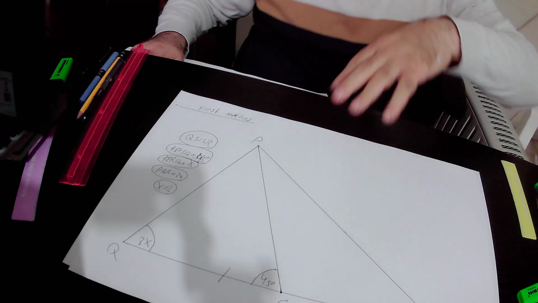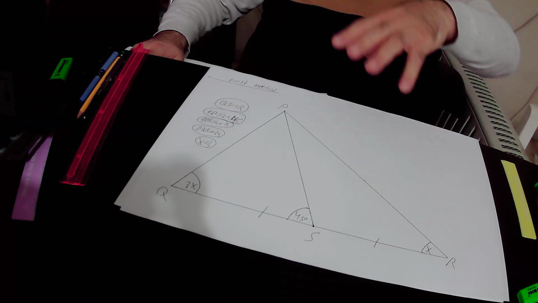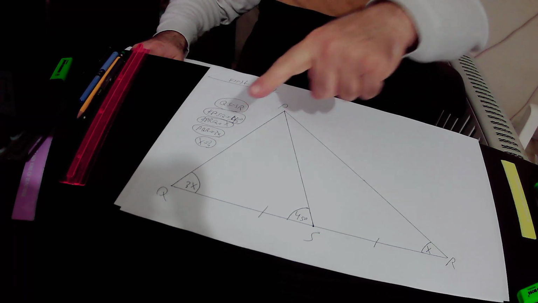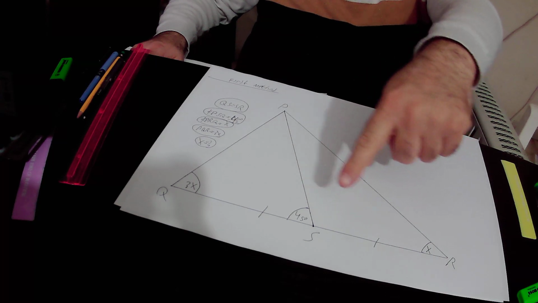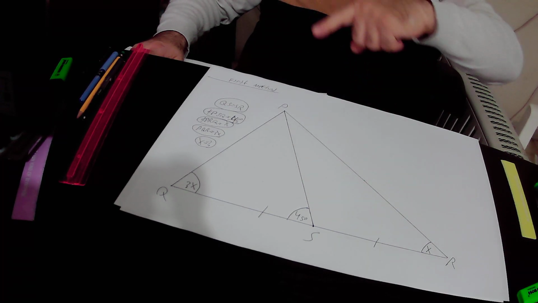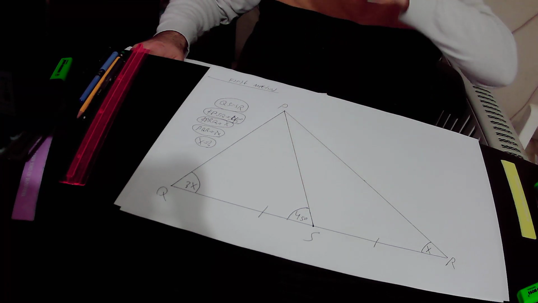Hello, in this lecture we'll find out the value of angle x using two different methods. In the drawing we have triangle PQR. We know that QS equals SR. We also know that angle PSQ, this angle, equals 45 degrees.